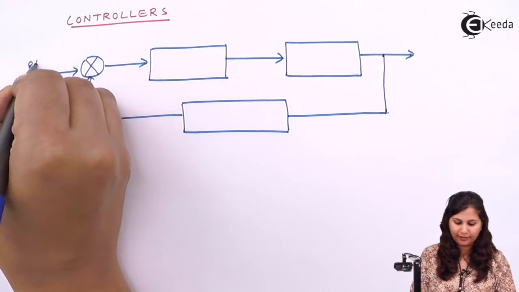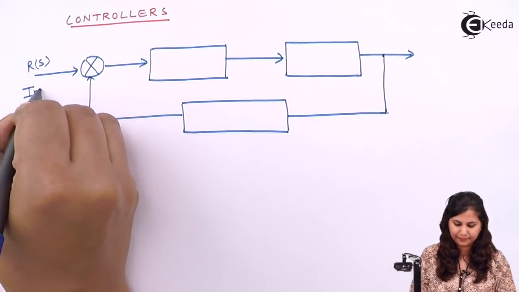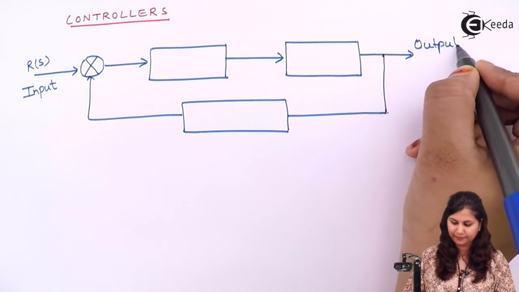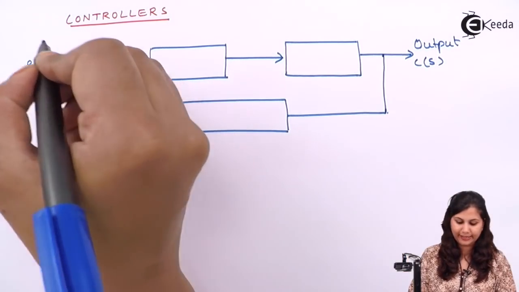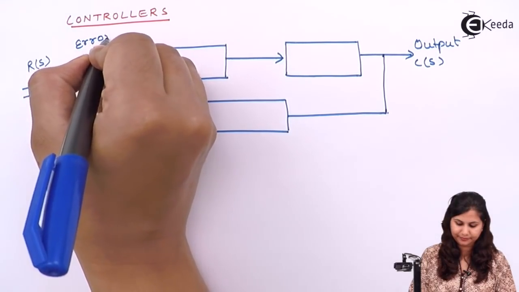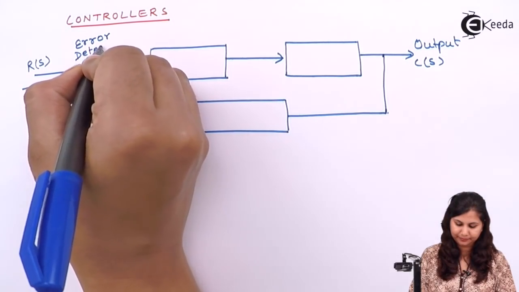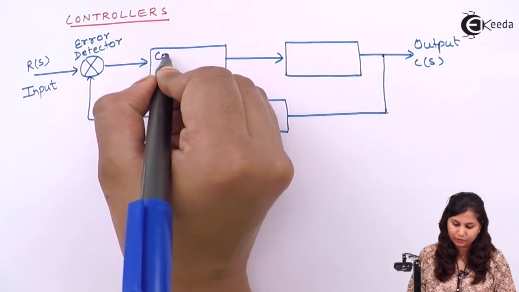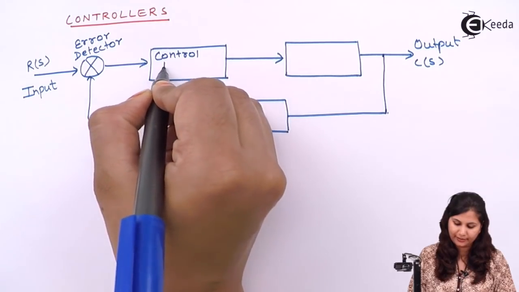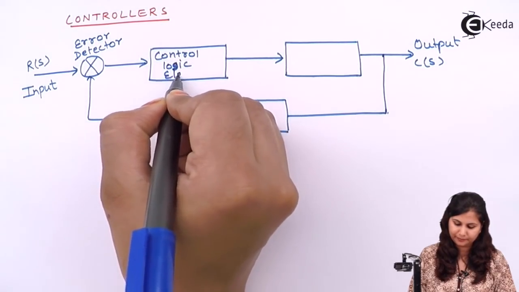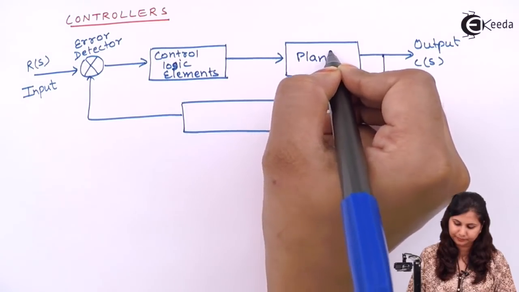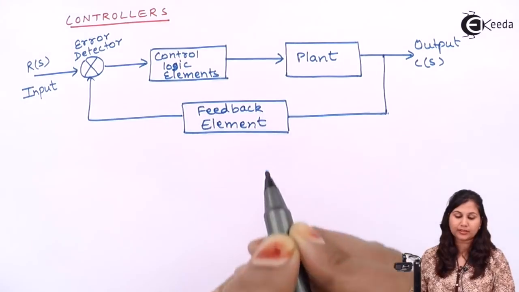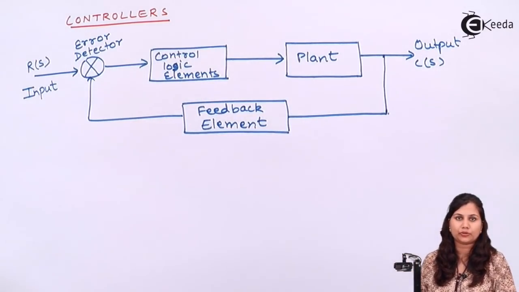This is our input R(s) and this is the output C(s). It is the error detector. It is the control logic elements. So this is the block diagram of a closed loop control system.